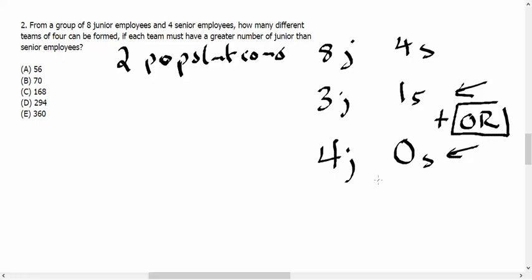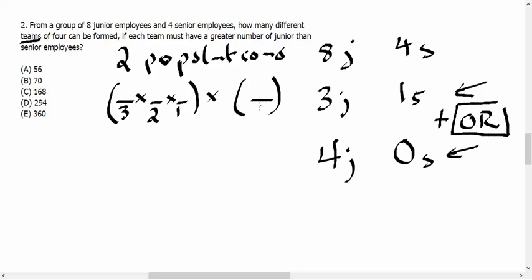And remember, or means I'm adding them together. Now, if you thought, well, can't I just have 2 juniors and 2 seniors? That doesn't quite satisfy the condition in the problem, because it says each team must have a greater number of junior than senior employees. So we can't have the same number of junior and senior employees. Okay, now all we need to do is do the math. So first we're choosing 3 junior employees and 1 senior employee. So that's 1 junior and another and another and 1 senior employee. Here we're talking about teams. A team is a group of people, right? Groups we divide. So we're going to have to divide this. So we're going to divide here by 3 times 2 times 1, and over here by 1.